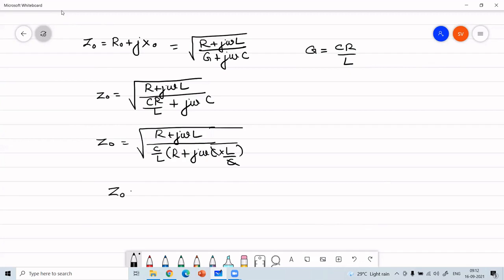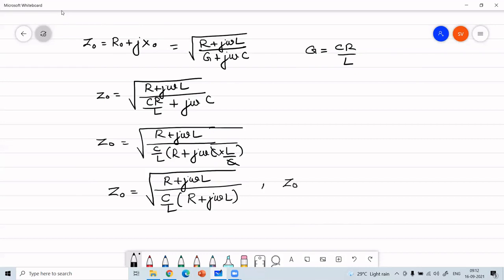So Z0 can be written as the square root of (R plus j omega L) the whole by C by L into (R plus j omega L). This R plus j omega L will cancel each other, so that Z0 will give you root of L by C. Comparing this equation with R0 plus jX0, it is seen that R0 is equal to root of L by C.